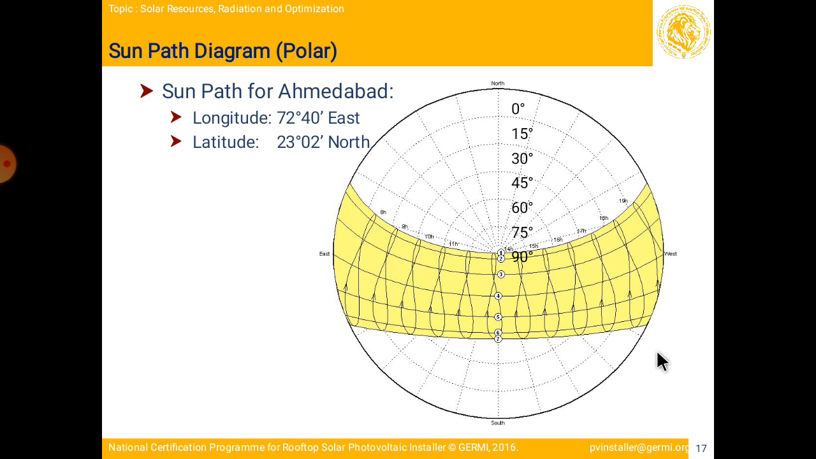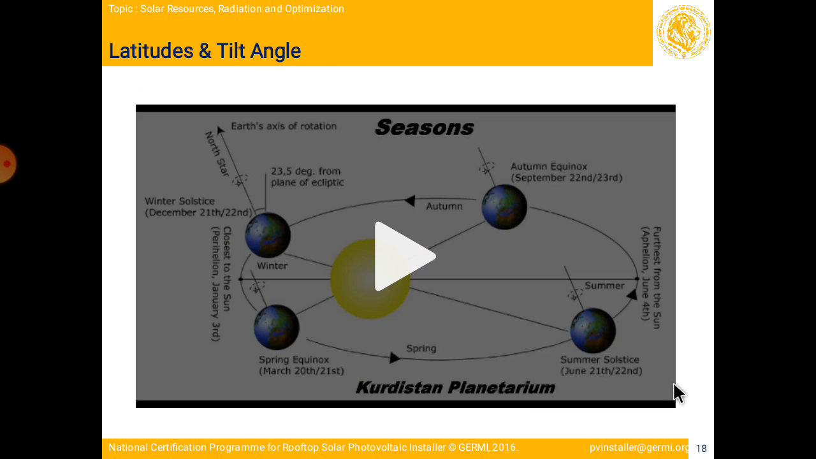Now this is the polar sun path diagram, for the longitude 72.40 east and latitude 23.02. In this you can see the position of the sun from east to west, and then the motion in a particular hour. This is showing the motion of the sun, and these are the seasons that we feel on our earth. So this is what you already know.